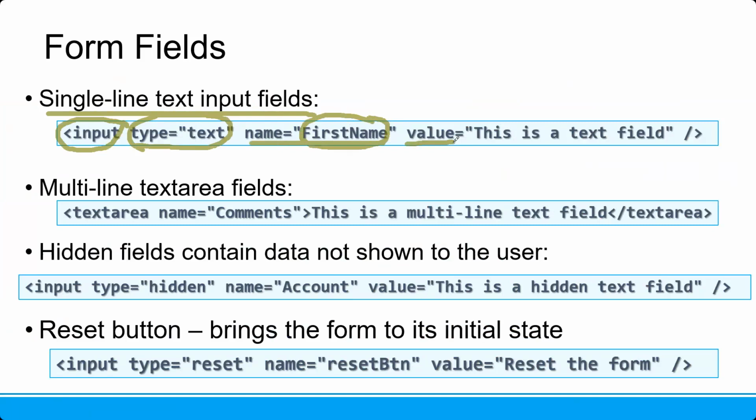And this is the initial value. This is the text field. Single line means only one line. But you can also input many lines. We can input multiple lines. So if we have multiple lines, we need to use text area. In the text area, it will create multiple lines.